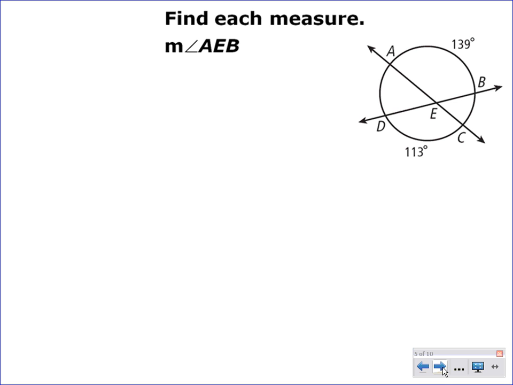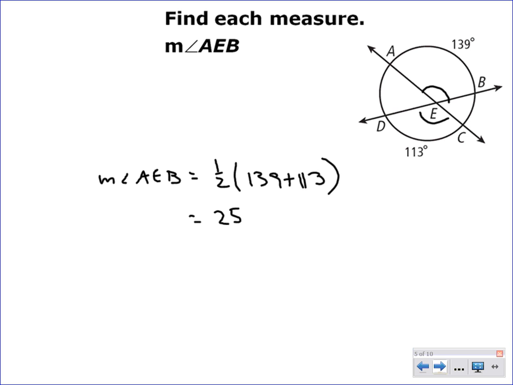Next one, we want to find the measure of angle EAB. Angle EAB is this one. Believe it or not, this one here is exactly the same measure. So to figure out what that is, we're basically taking the average of the intercepted arcs. So the measure of angle AEB is 1/2 of 139 plus 113. We add 139 plus 113 and then divide it by 2. That gives us 252, and we take half of that, which gives us 126 degrees.